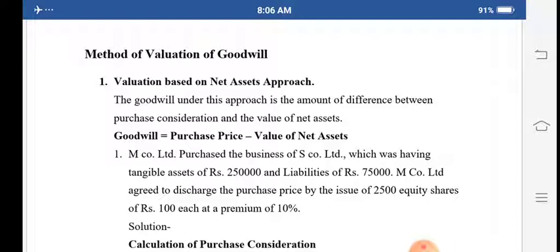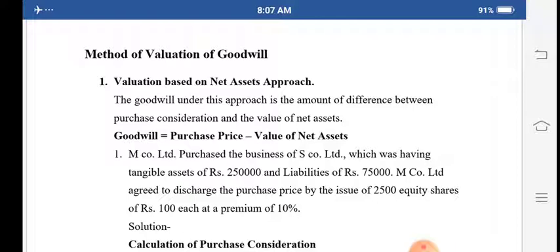So now first of all we have to ascertain the purchase consideration, because what's the formula under this net asset approach? The purchase price minus value of net assets. What's the purchase price minus the value of net assets? This is the formula, right? Okay, so now first of all we should know the purchase price. Now see how to calculate the purchase price.